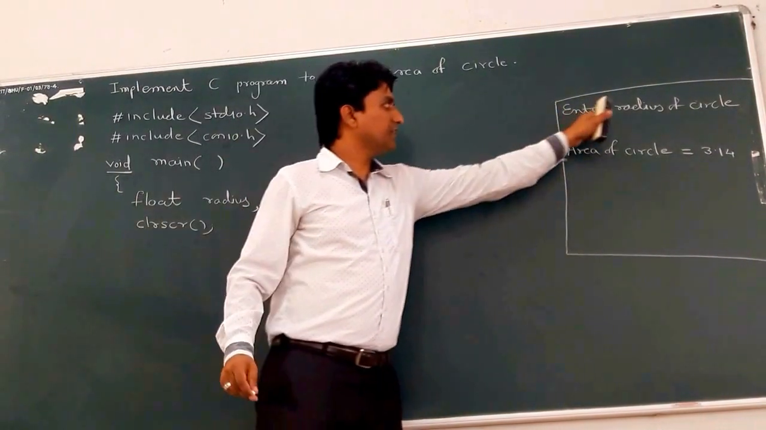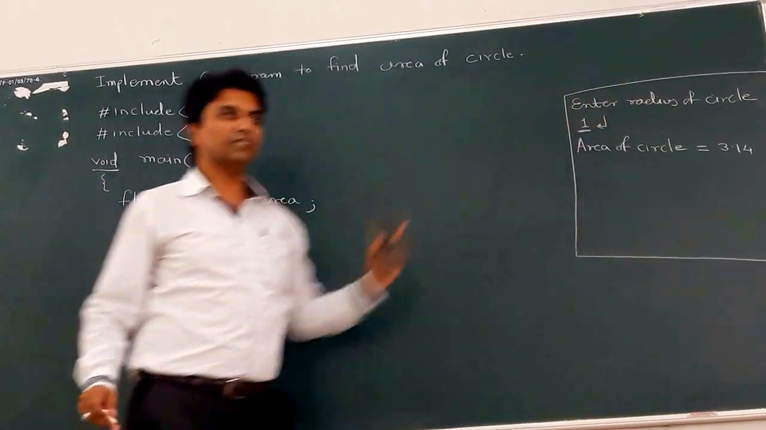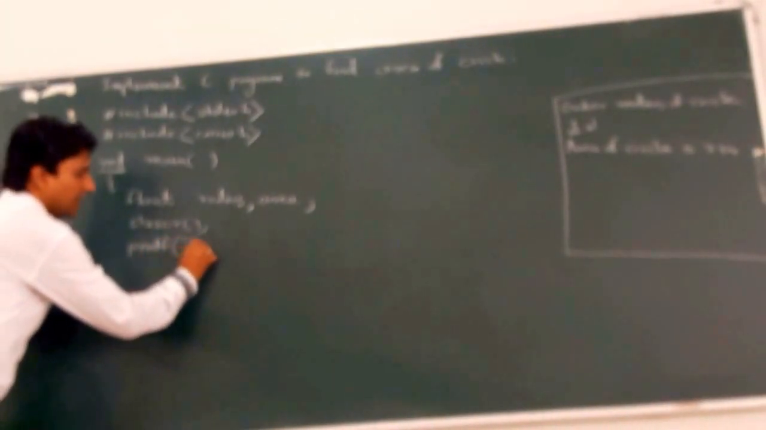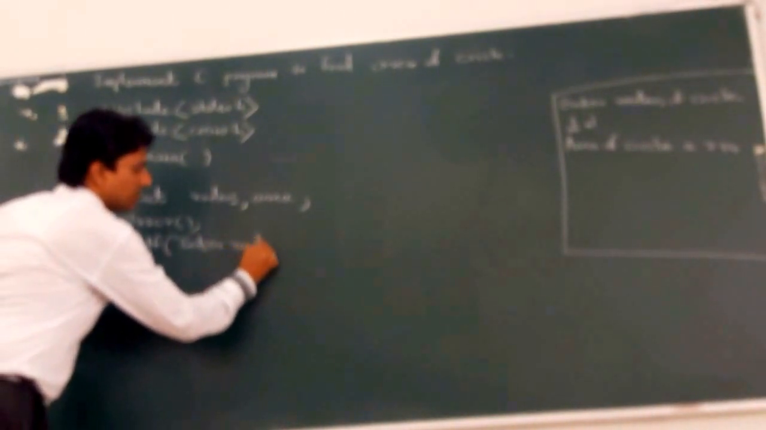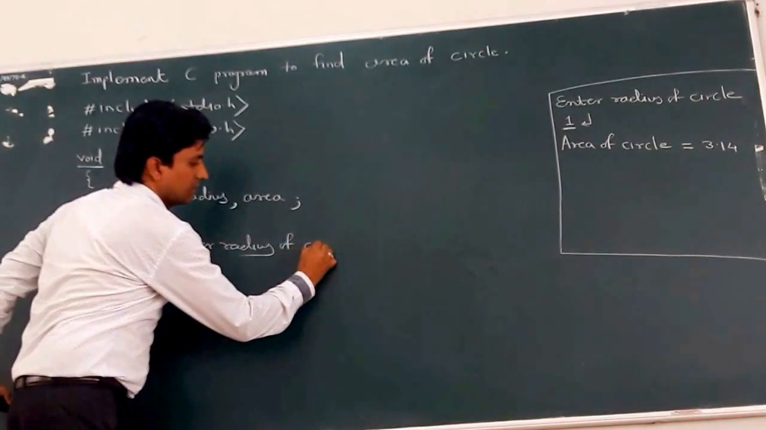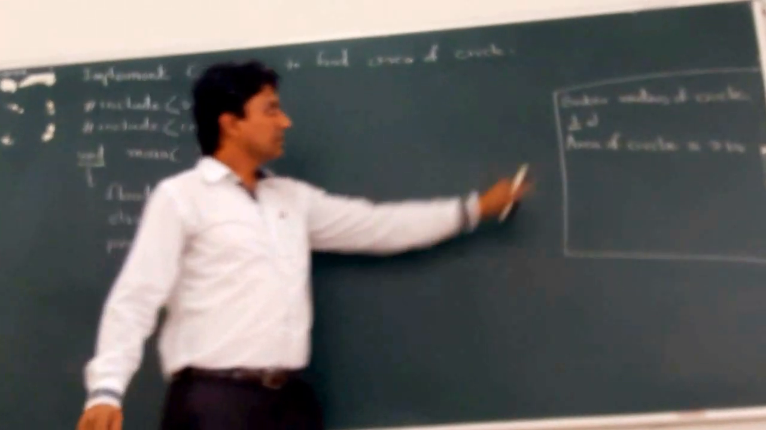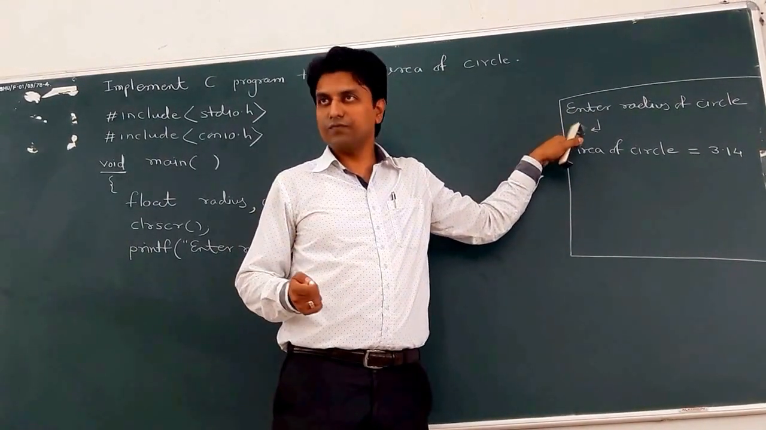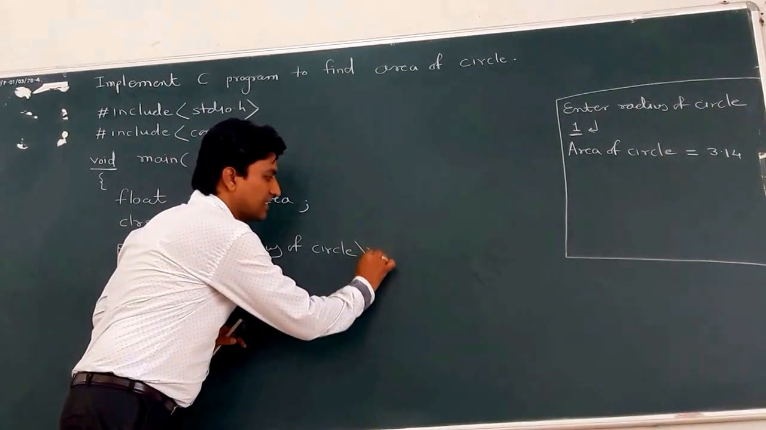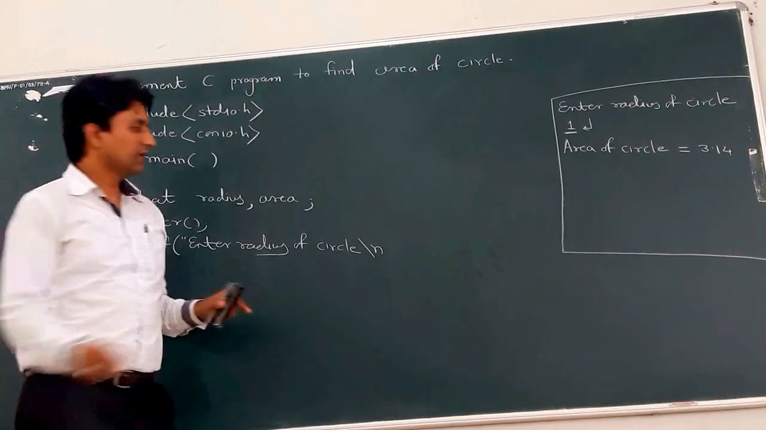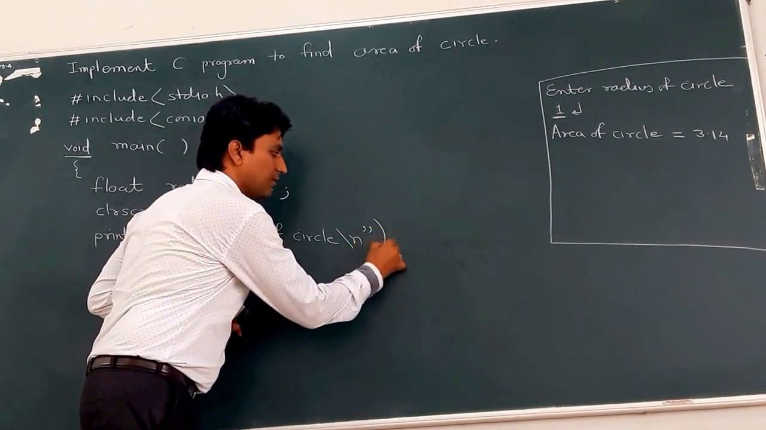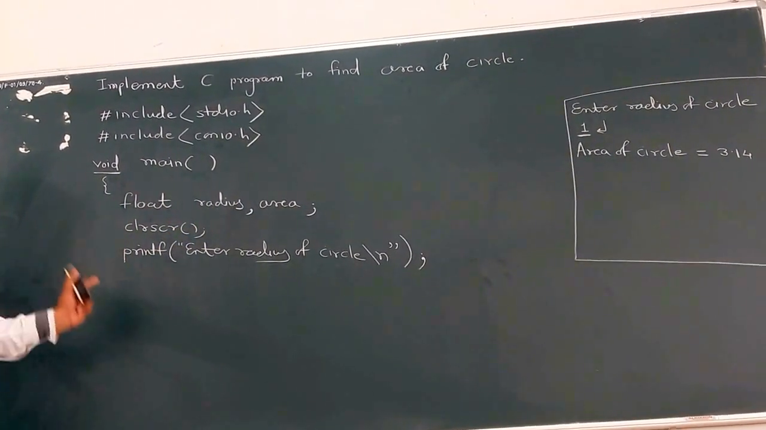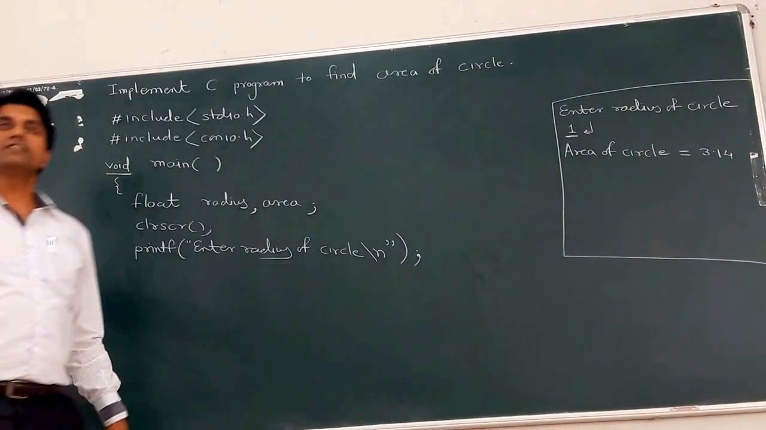Next, we want to give the first message on the console, that is, "Enter radius of circle". For that purpose, use printf. Printf, "Enter radius of circle", and after that the cursor goes to the next line for scanning the value from the user. So use \n for a new line. Then complete the double quotes and parenthesis, and give a semicolon at the end of each statement. Printf is one of the statements, so write a semicolon at the end.